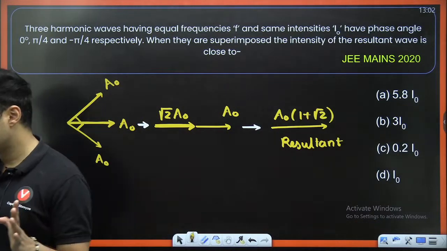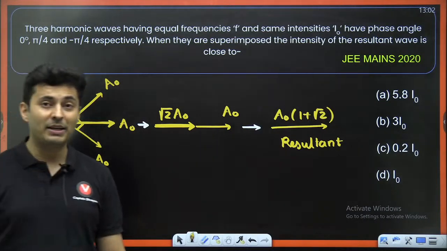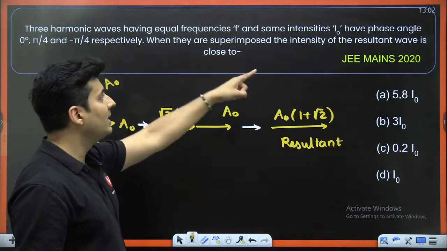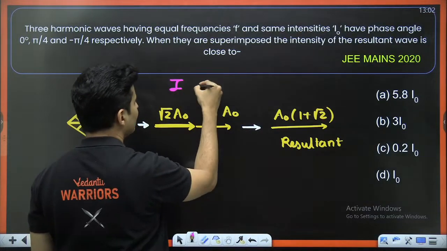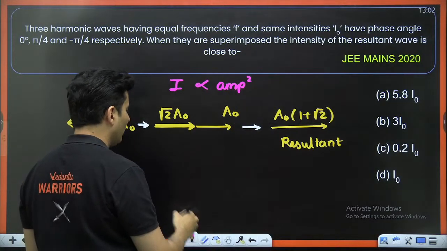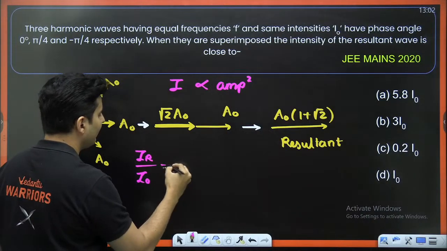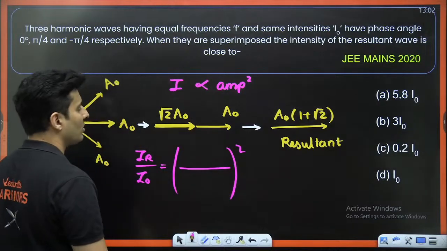Till this point, everything is clear, my dear warriors? Very good. Now, what is the question? The question is not on amplitude. The question is on intensity. Read the question carefully. The intensity of the resultant wave. So we need to use the fact that intensity is directly proportional to amplitude square. Be careful of it. So the intensity of the resultant wave upon the intensity of any wave is the amplitude ratio squared.